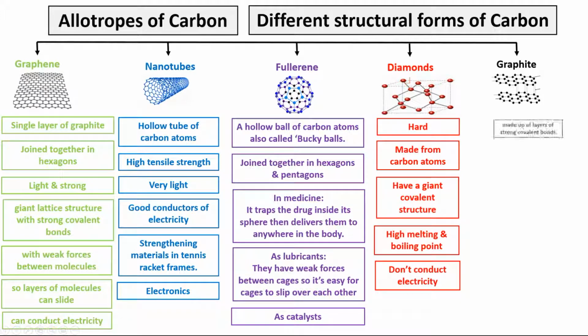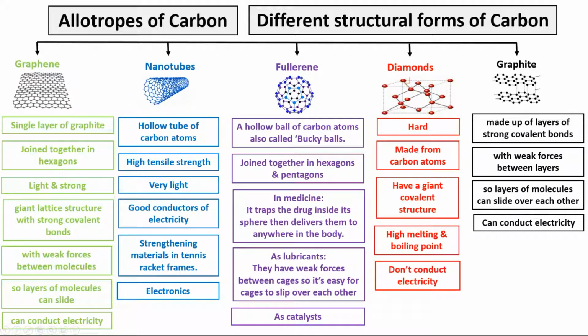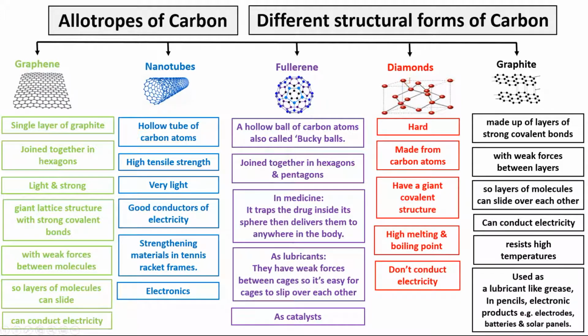Graphite is made up of layers of strong covalent bonds with weak forces between layers, so layers of molecules can slide over each other. Therefore, graphite can conduct electricity and resists high temperatures. Graphite can be used as a lubricant like grease, in pencils, and in electronic products, for example electrodes, batteries and solar panels.